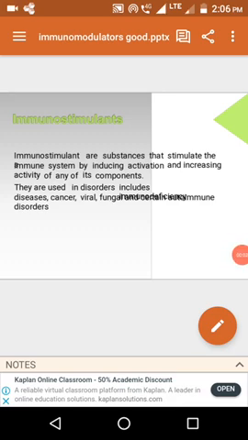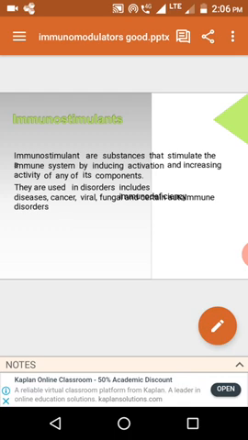Students, in this video we are going to discuss immunostimulants. In the previous class in the same unit we discussed immunosuppressants. The application of immunosuppressants is to prevent and treat organ transplantation rejection. Second, it is for treatment of various autoimmune disorders like rheumatoid arthritis, psoriasis, myasthenia gravis, lupus erythematosus, hemolytic anemia, and so on.